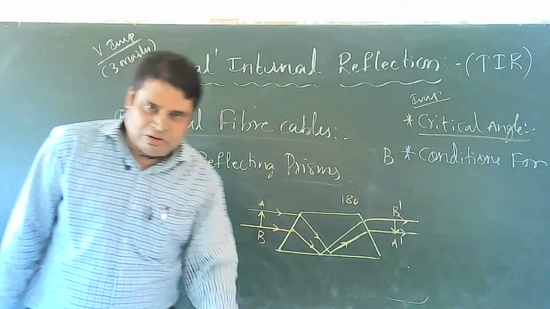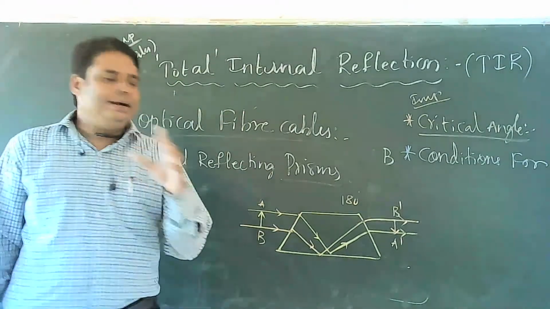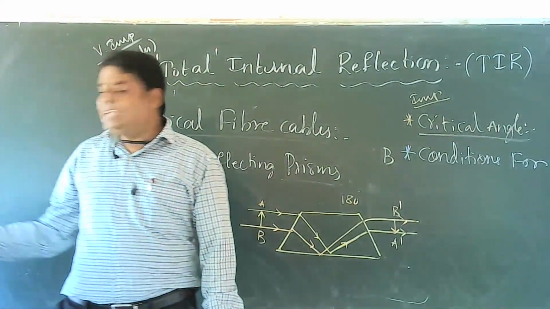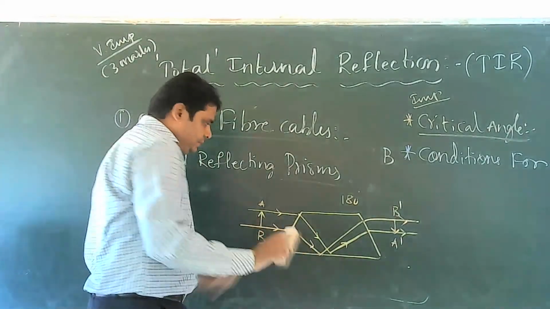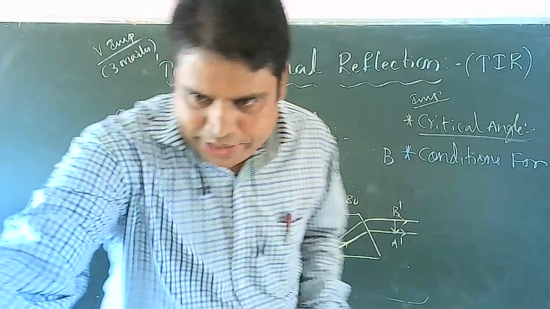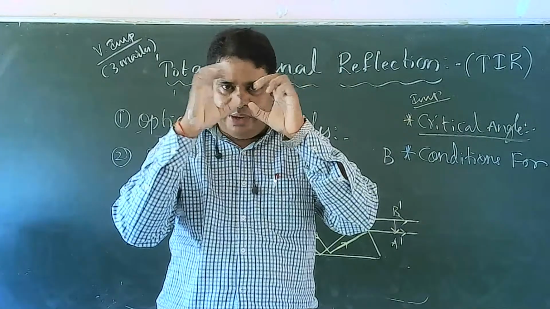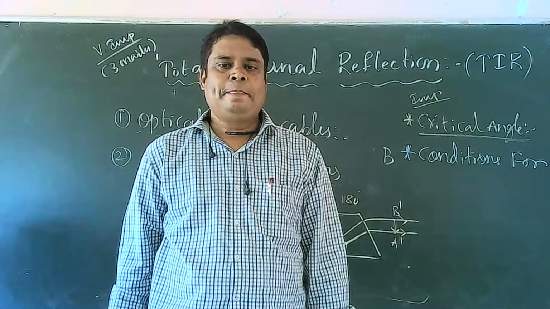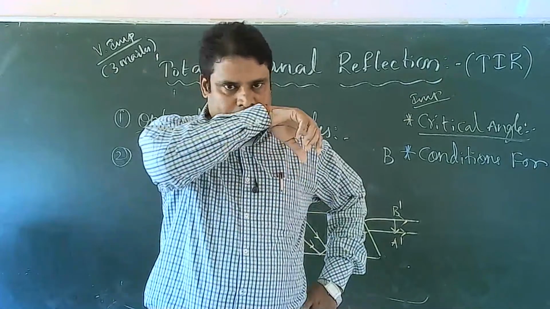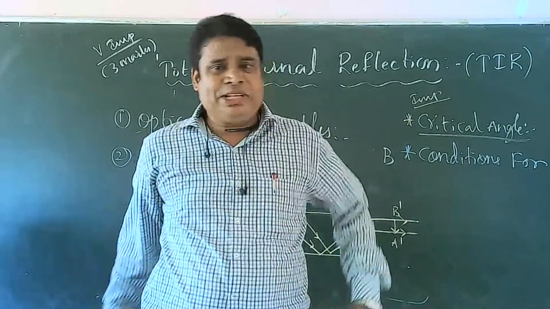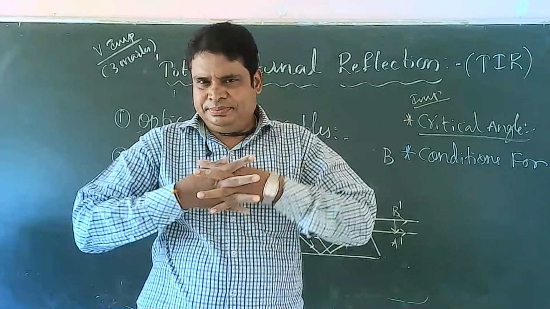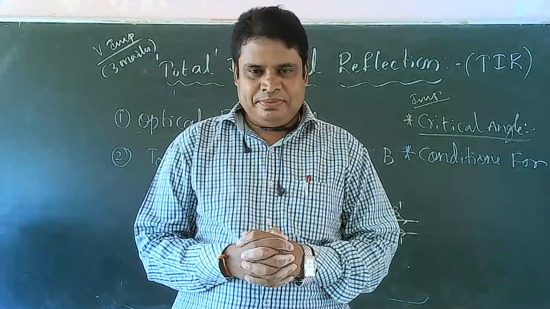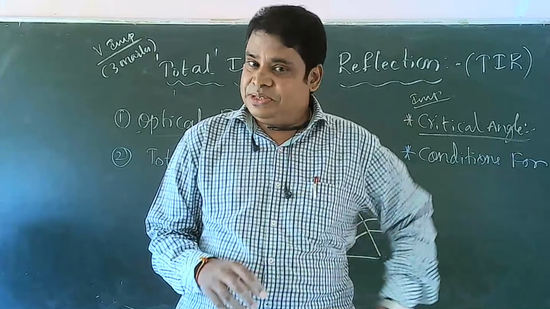These two prisms are called total reflecting prisms. These prisms are used in binoculars. You know binoculars, right? And one more instrument called a periscope. What do you mean by periscope? Have you ever heard the term periscope, or the instrument called a periscope, in your high school? Where is it used?